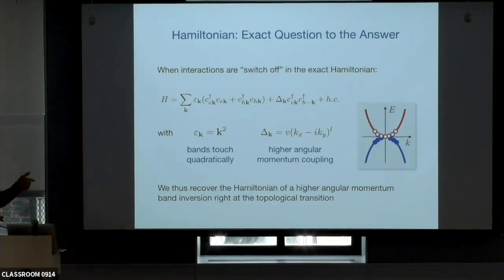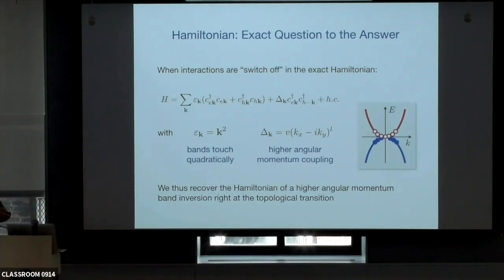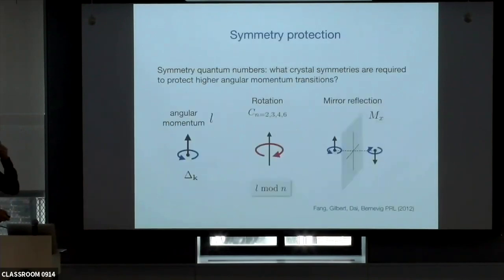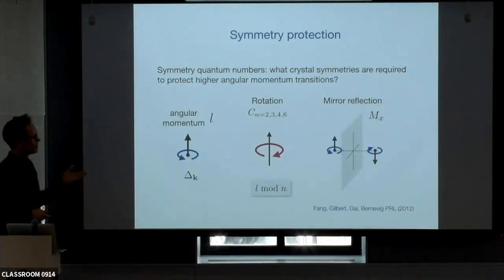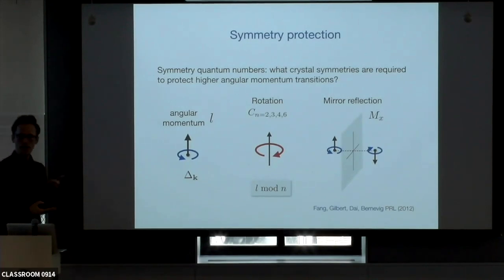I want to ask the question, where might one find these higher angular momentum band inversions? How can we realize these? What materials might have that? In order to do that, I want to ask what non-interacting Hamiltonian has these higher angular momentum band inversions, and in what case are they protected? Is this a protected feature of the system?